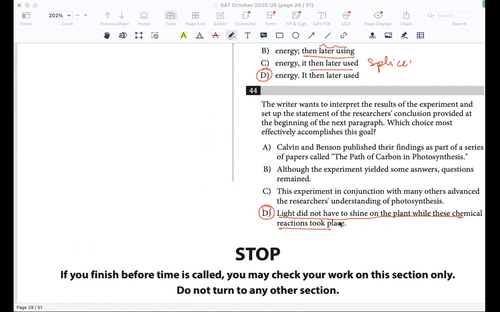So that completes solutions for the writing section of this test. And with this, we have completed the solutions for writing and math. The reading solutions are still left, which I'll upload soon.